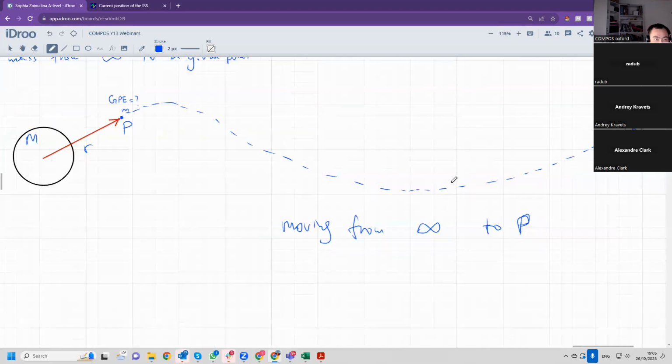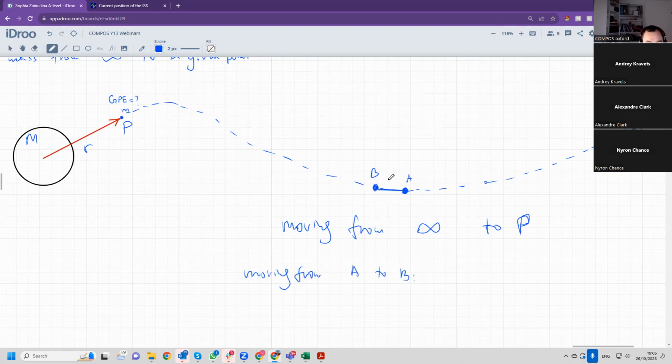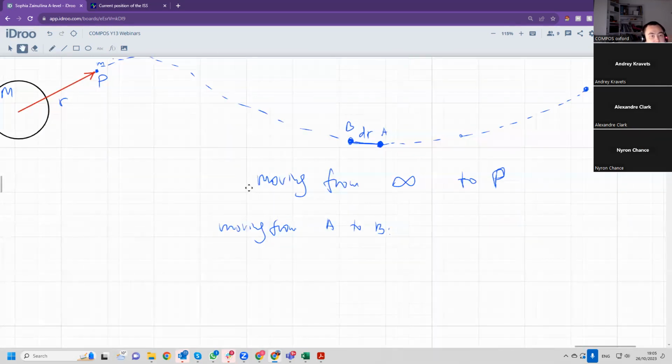Let's look at a small part of the track. For simplicity, let's take this section. Moving from A to B. The distance covered, let's call it dr.